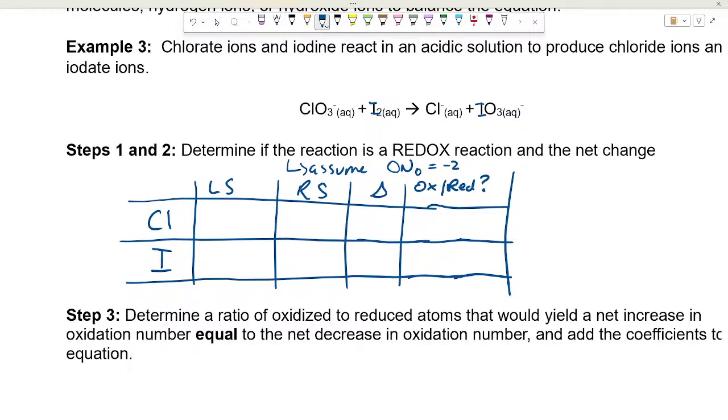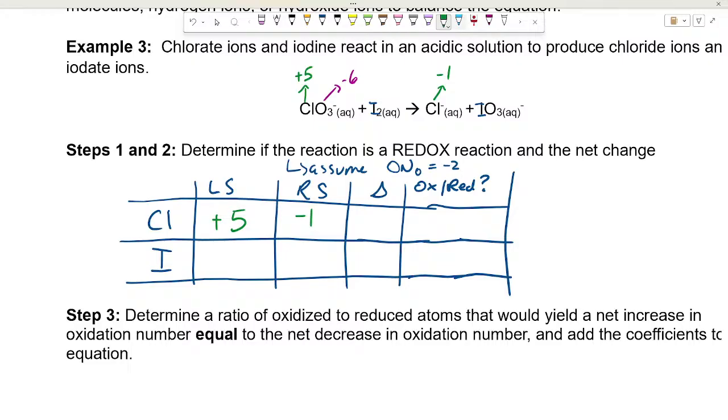So let's look at chlorine. Here, what is the oxygen giving us? We have 3 of them, -6. What does this have to sum to? -1. So what must be the oxidation number of chlorine? +5. Good. What about on the right side? It's all by itself. And what does it have to sum to? -1. So its oxidation number is -1.